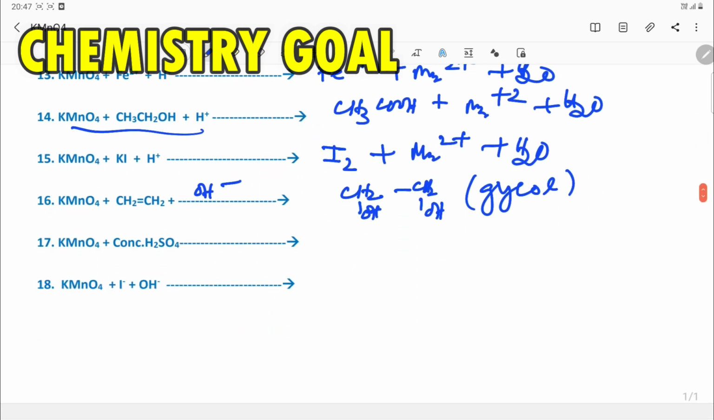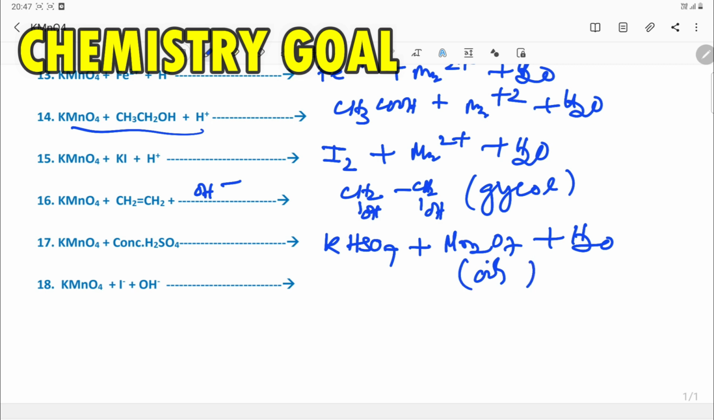Similarly, potassium permanganate in concentrated sulfuric acid, we have already done this one. It will convert to potassium bisulfate. It is a repeated reaction. Then it will convert to Mn2O7, manganese heptoxide, and water, and an oily product will be formed.